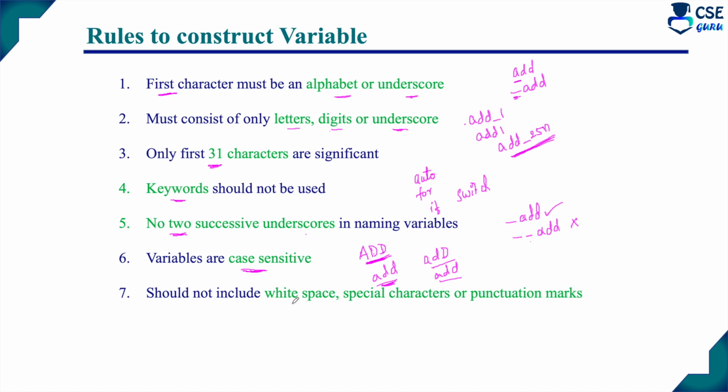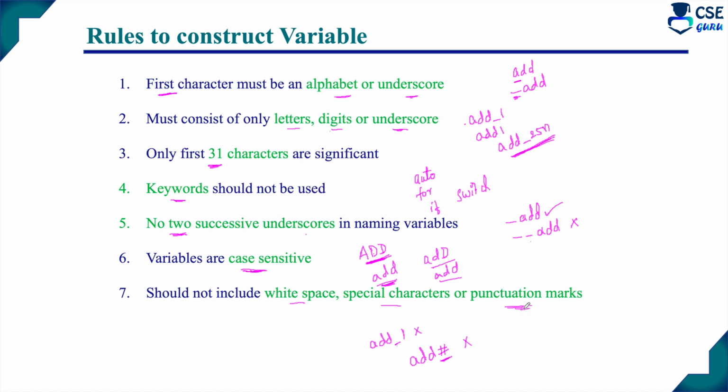And you should not include white space, special character or punctuation mark. See here, add space 1. This is invalid. You should not use white space here. Add hash. This is invalid because you should not use a special character like hash, at. Likewise, you should not use any other special character, star, slash. You should not use any special characters while naming a variable.